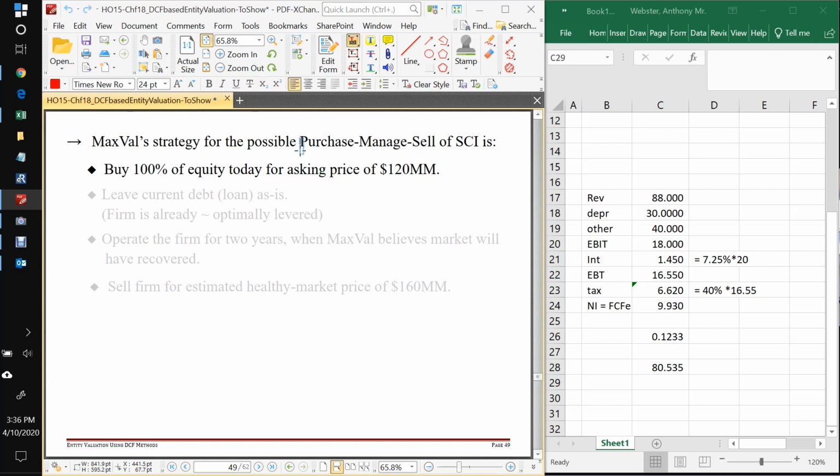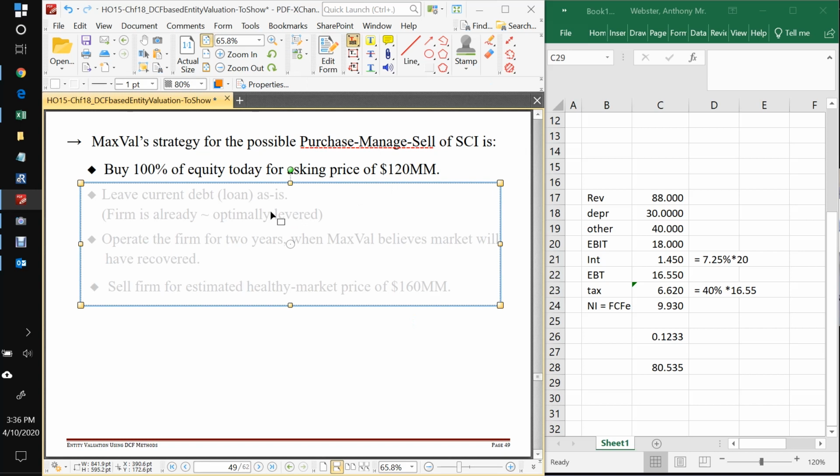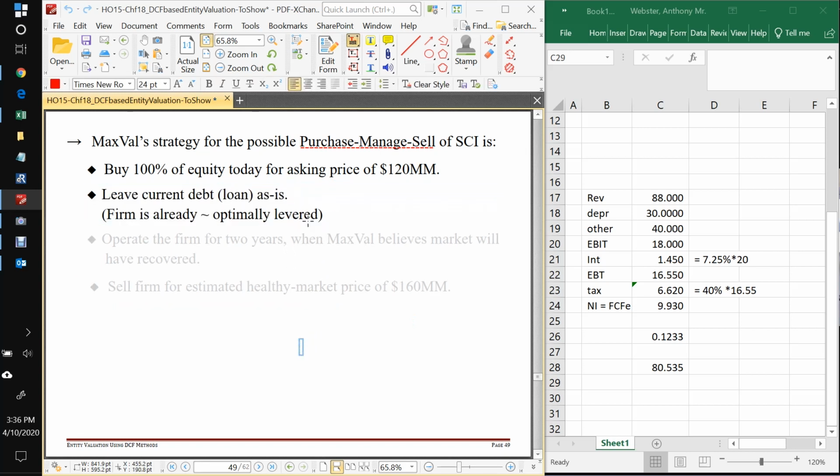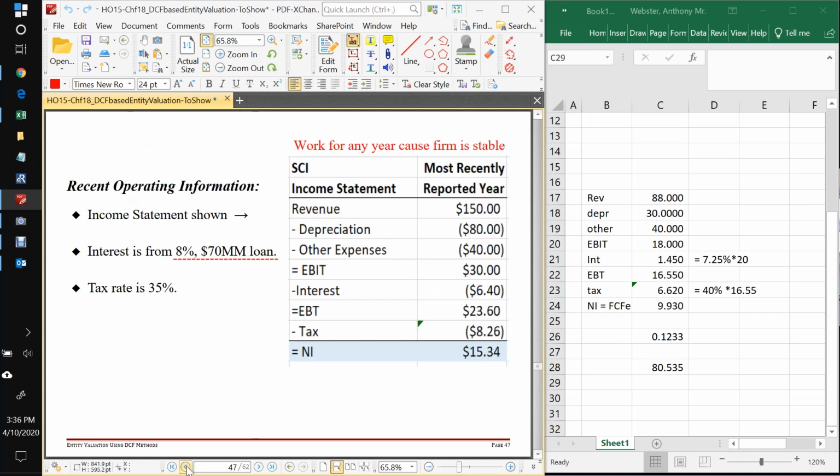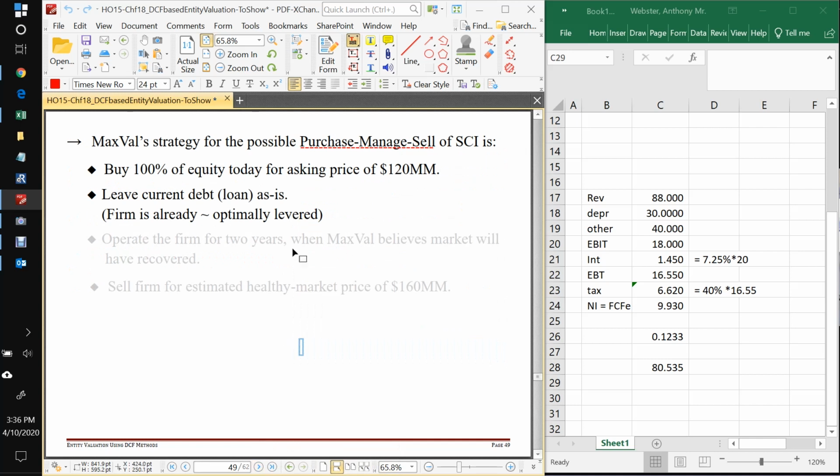So remember, the project for them is purchase, manage, sell this company, okay? So they're going to start out by buying all the equity today for that asking price of $120 million, okay? And they're going to leave the leverage as it is, okay? So the company has a $70 million 8% loan, and they feel like that's about the optimal leverage for this company, so they're not going to touch that, okay?